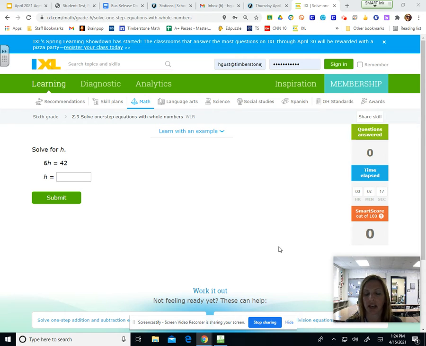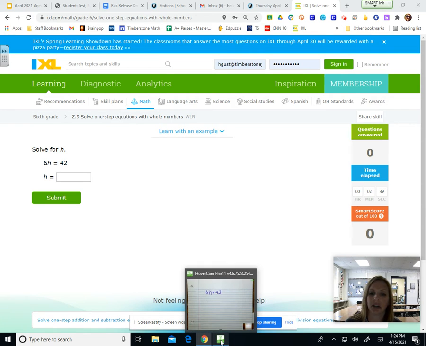So this is a precursor into algebra, which you will solve more of in 7th and 8th grade. One of the things that you need to do in order to find H is to get H by itself on one side of the equation, which is why you see in the problem it says H equals. What you want to do is think about using the inverse operation here. So if the problem says 6H, which means 6 times H, you want to divide to get H by itself.